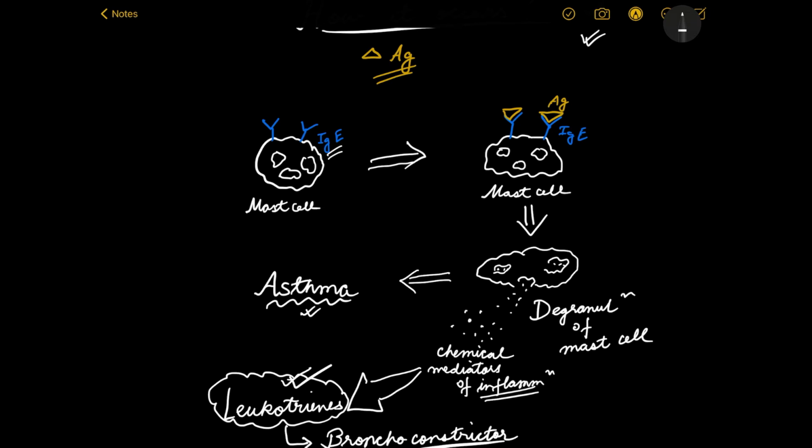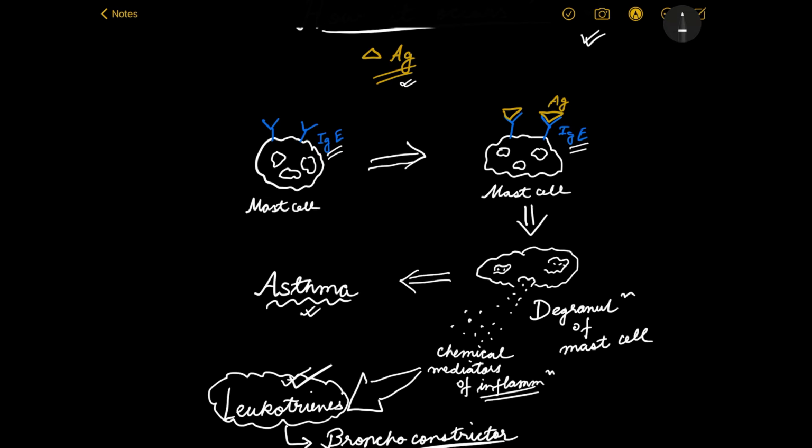Suppose I provide a drug which can prevent this antigen from binding to the antibody. So drugs which can prevent the antigen antibody reaction can prevent this entire cascade of reactions, and they can in turn prevent asthma. So that can be an avenue of treatment.